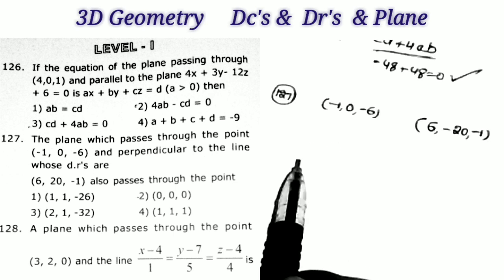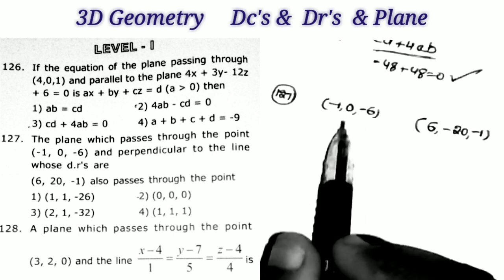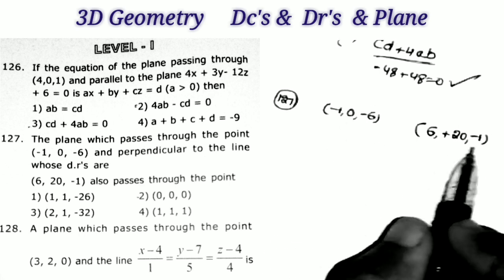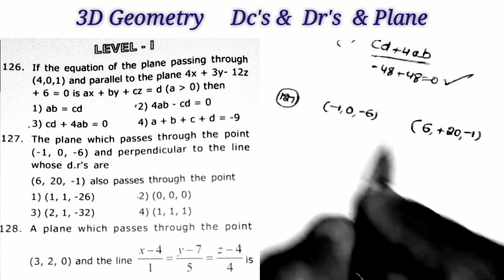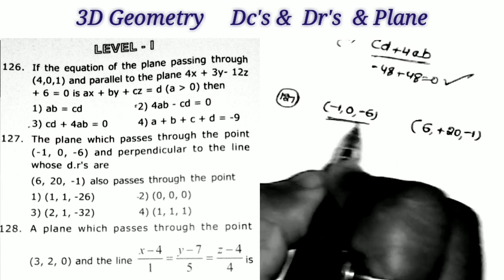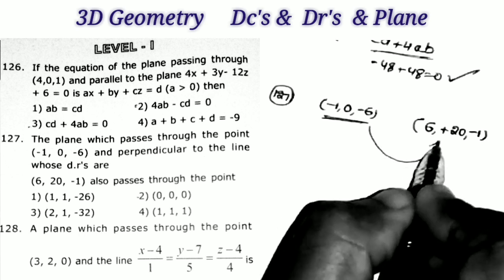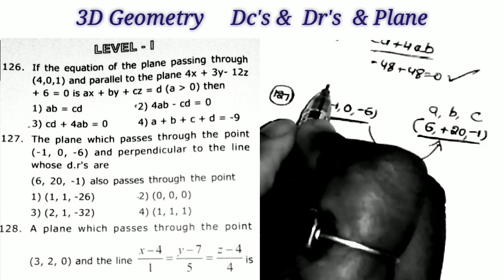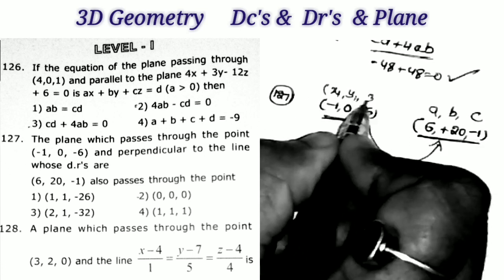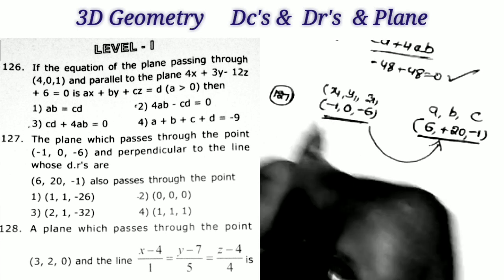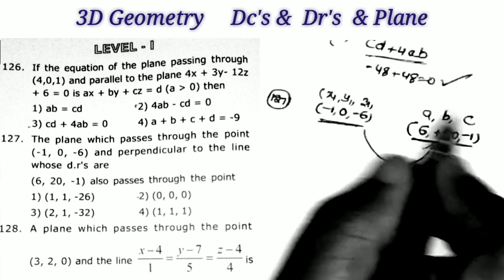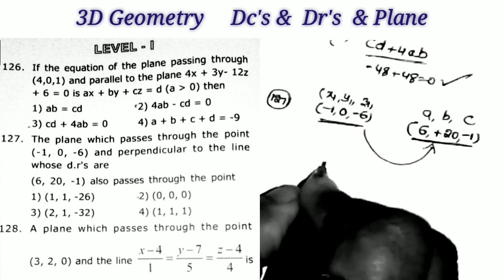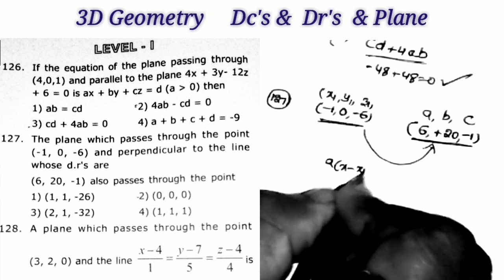The equation of the plane passes through the point minus 1, 0, minus 6 and perpendicular to the line whose DRs are 6, 20, minus 1, also passes through the point. So, equation of the plane passing through this point and perpendicular to the line whose DRs are these. These are the DRs values, means these are ABC values. This is the point on the plane, means this is x1, y1, z1. Now ABC values and x1, y1, z1 values are given. So first I am forming the plane equation by using these values.